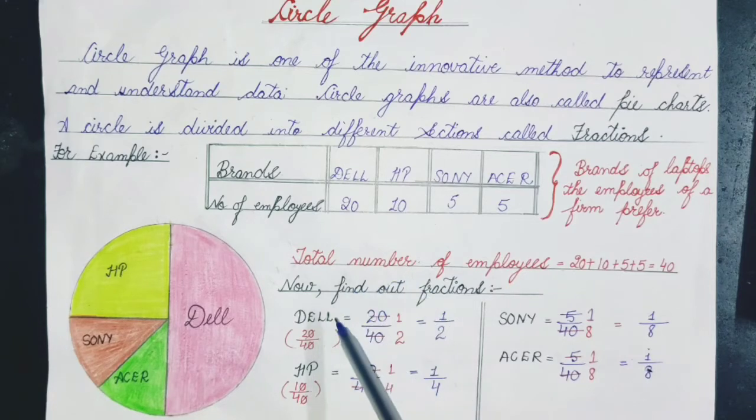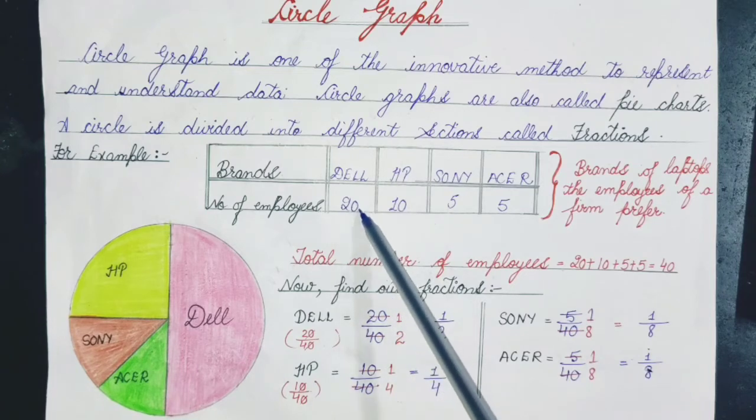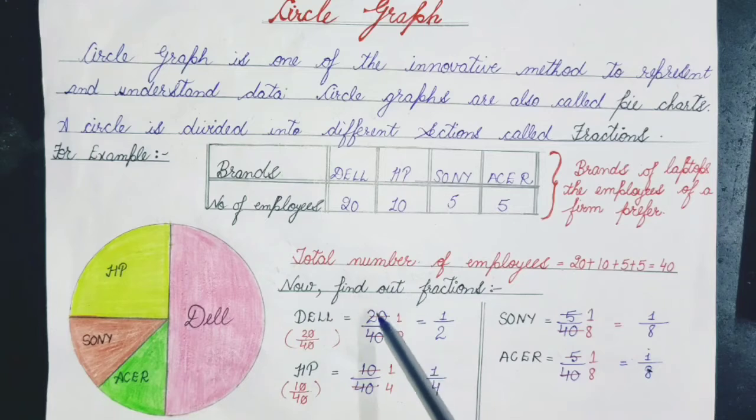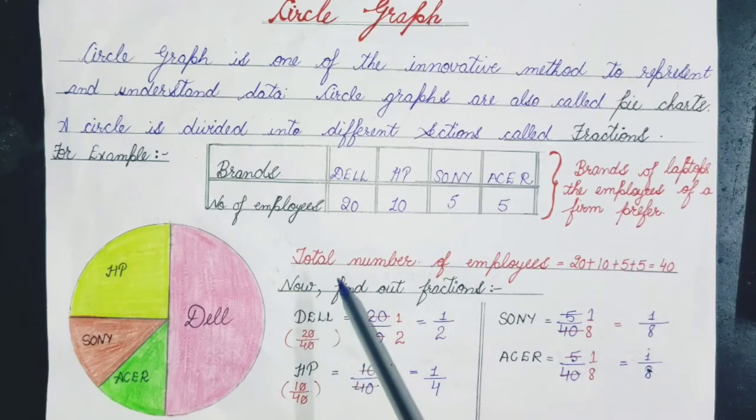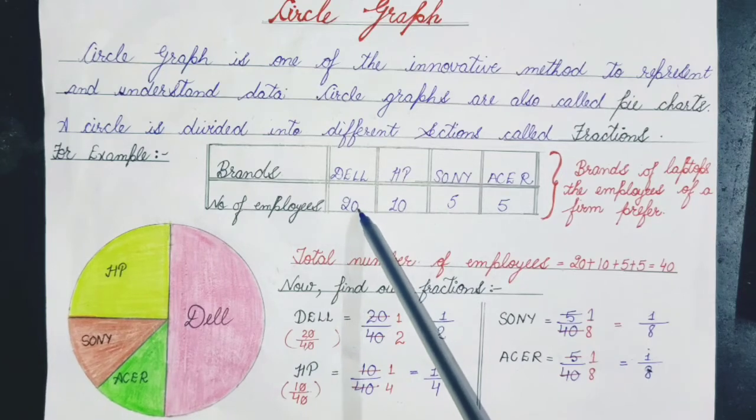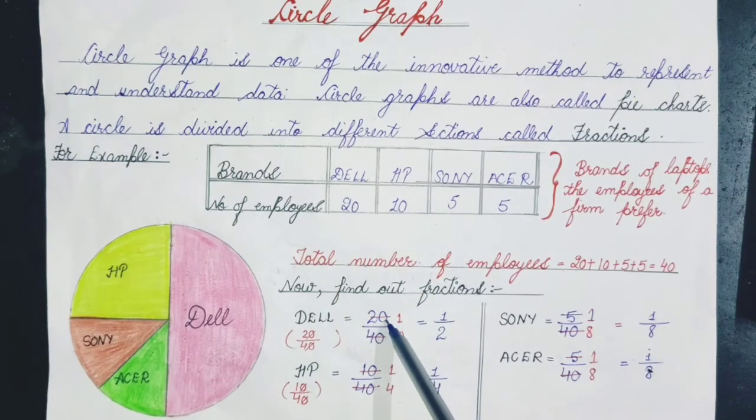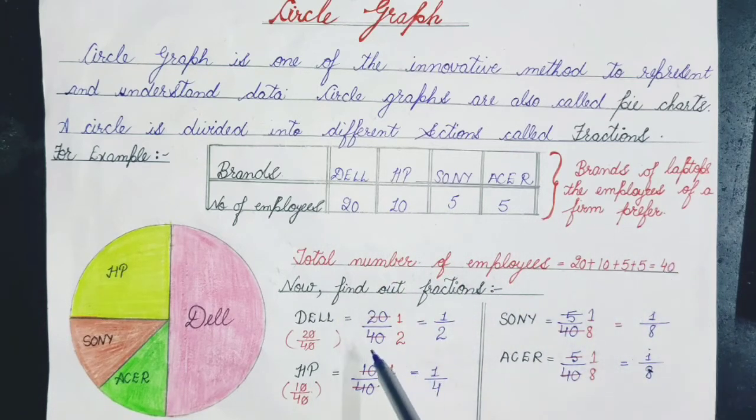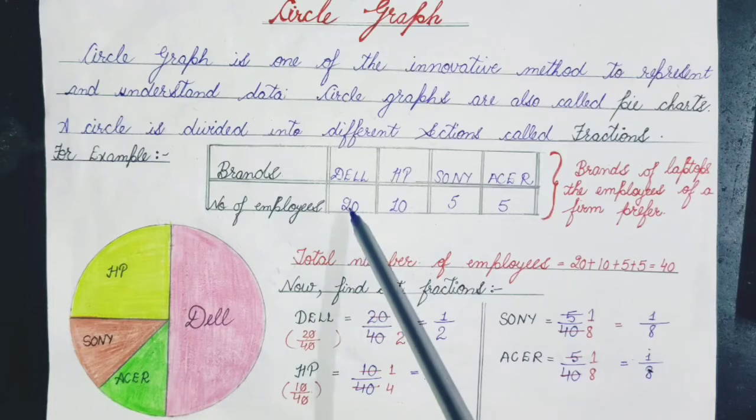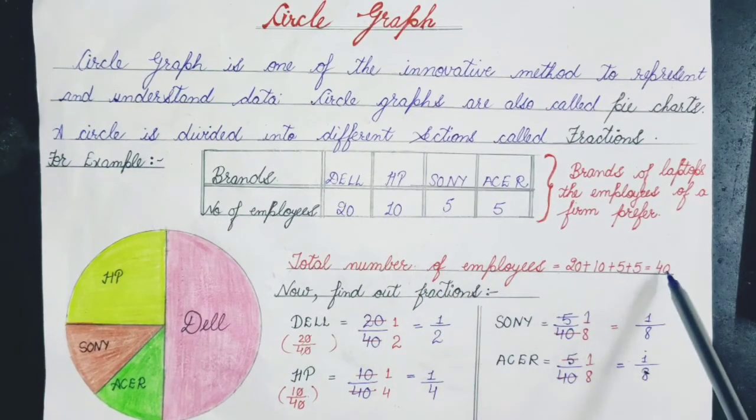Class, this fraction represents a part of a collection. The numerator represents the number of parts we have, and the denominator represents the total number of parts in the collection. So Dell is preferred by 20 employees, so I have written 20 in the numerator. The total number of employees is 40, so I have written 40 in the denominator.